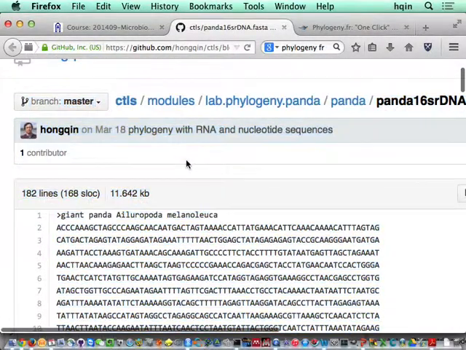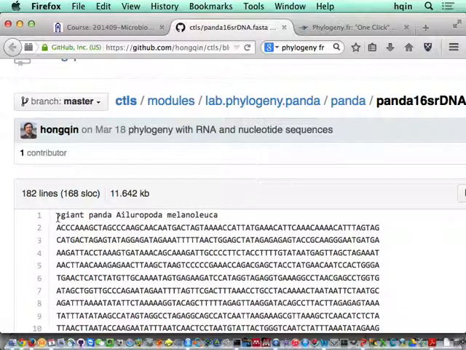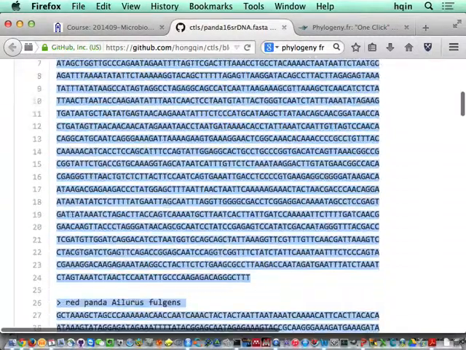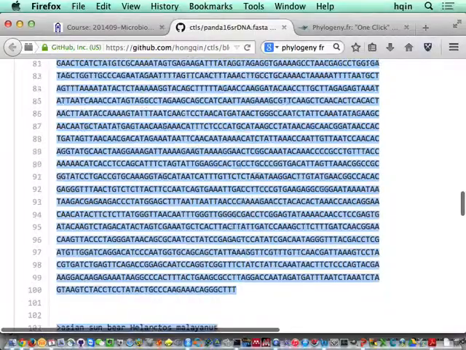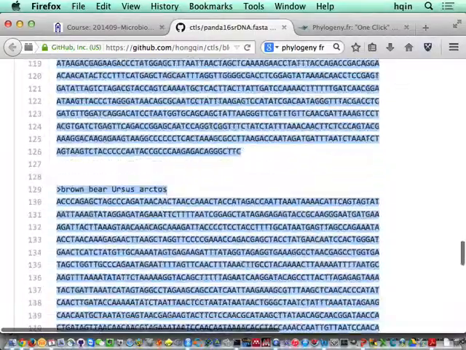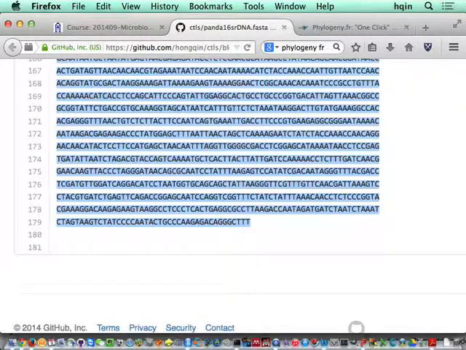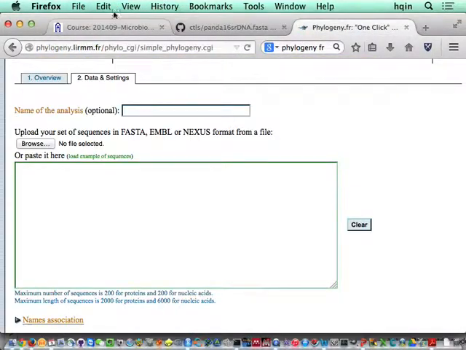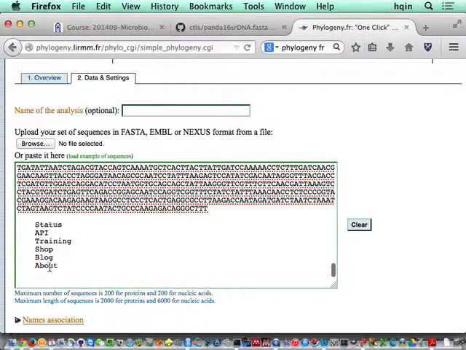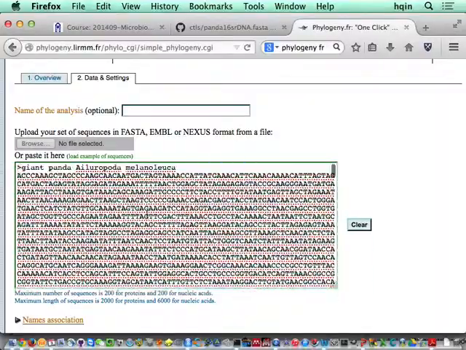How do I select all? No, that's not the way. Okay, I'm going to highlight all. Let's see what I copied, highlight everything here, and then go back and paste the sequences there. There are some extra letters. Let me double check that I only copy-paste the DNA sequence.